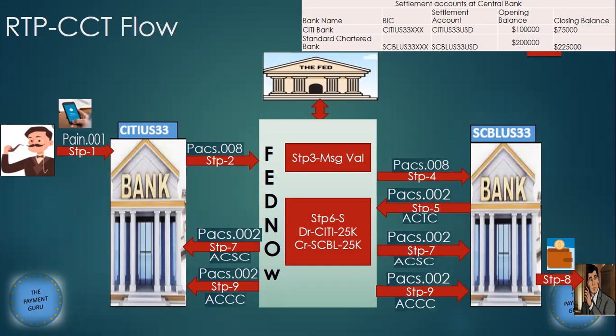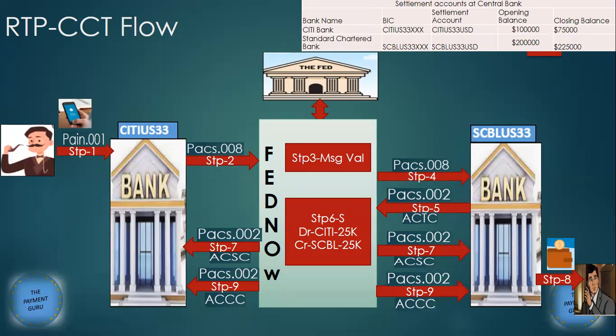Now, the FedNow system would receive an ACCC status message, that is the payment status pacs.002 message, at the FedNow system, and the FedNow system will send out that ACCC status message to the ordering institution, which will help them understand that the beneficiary customer has been credited with the amount which the ordering customer initiated.